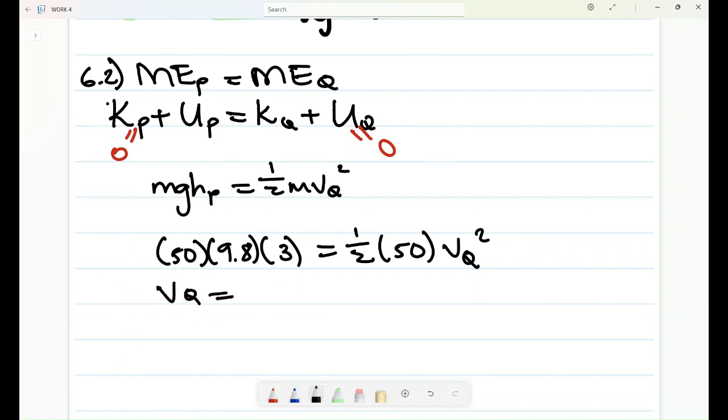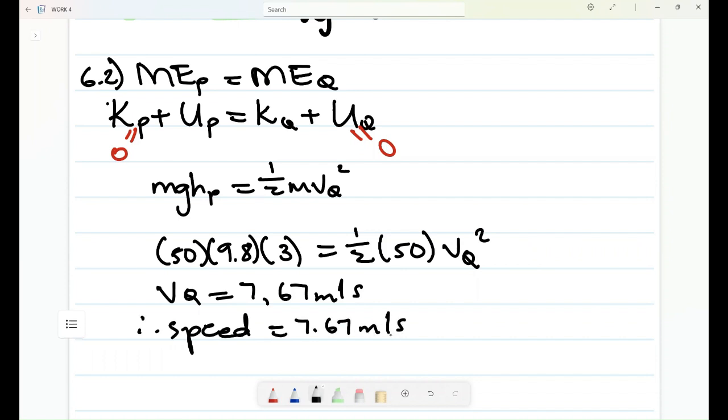vQ is equal to, let me quickly do my math: 50 times 9,8 times 3 divided by 0,5 multiplied by 50. The velocity that I get here is 7,667, which is 7,67 meters per second. But I normally say, when they ask you the speed, just say the speed. I know here it is speed because there is no direction, but please, 7.67 meters per second. All right, this is us answering the question.